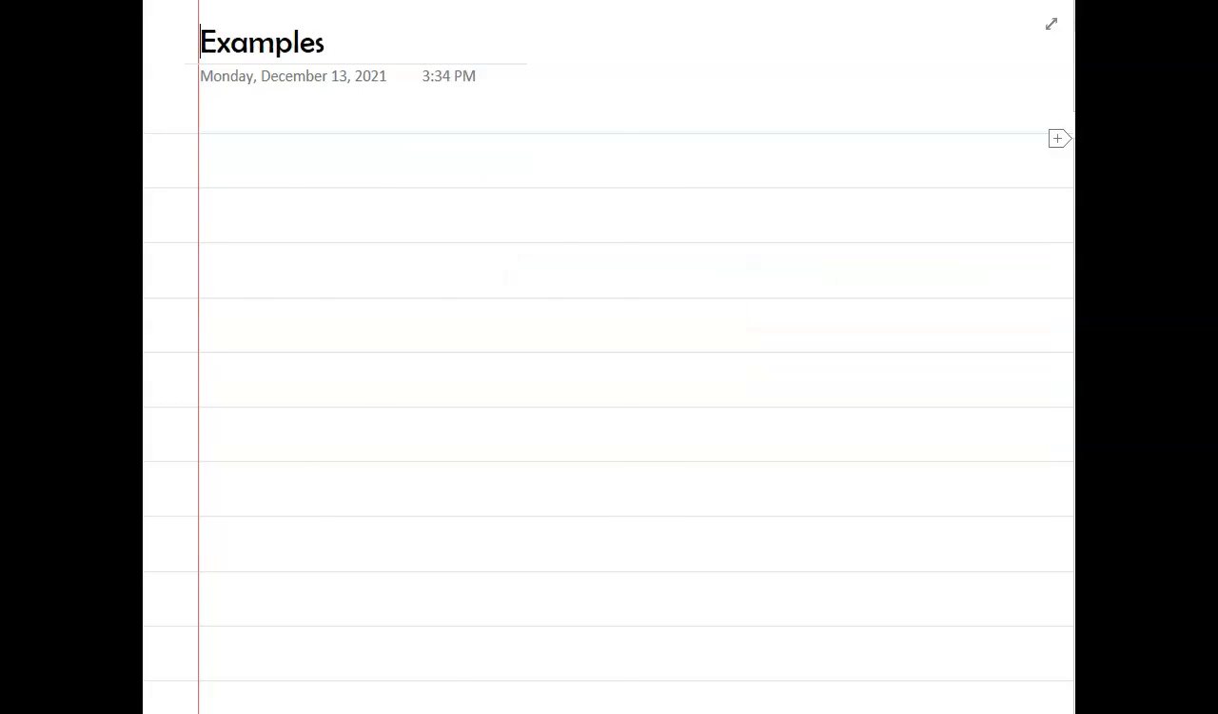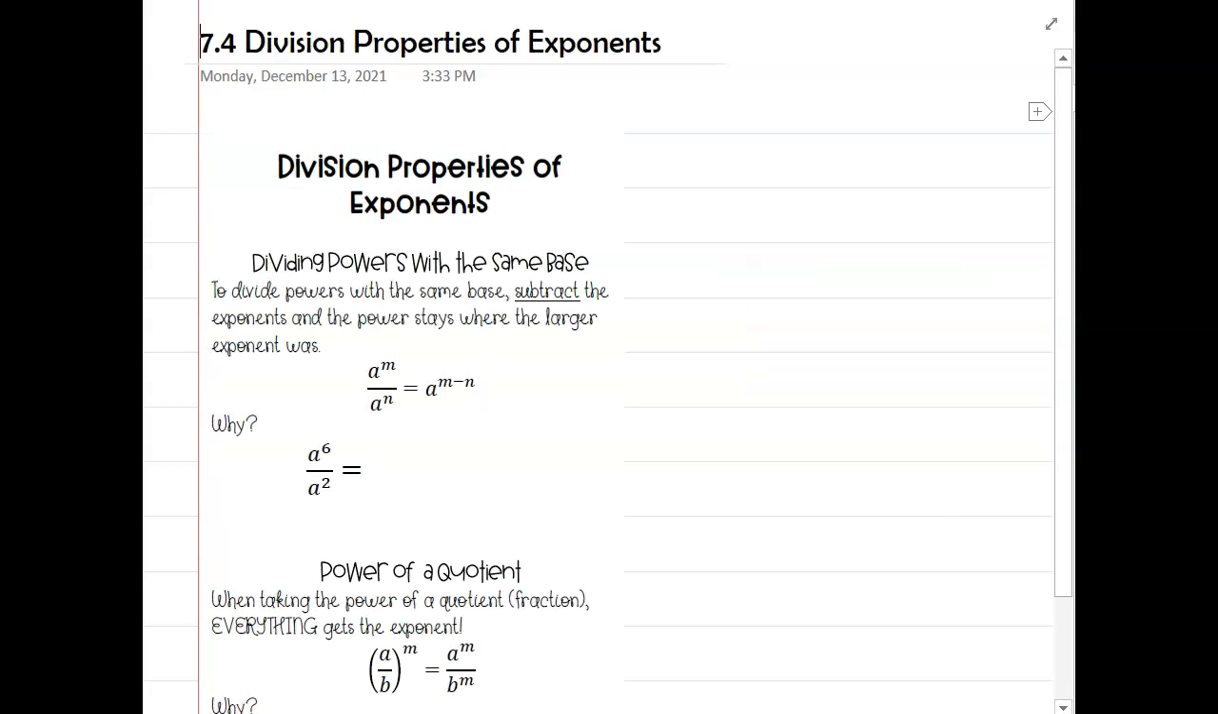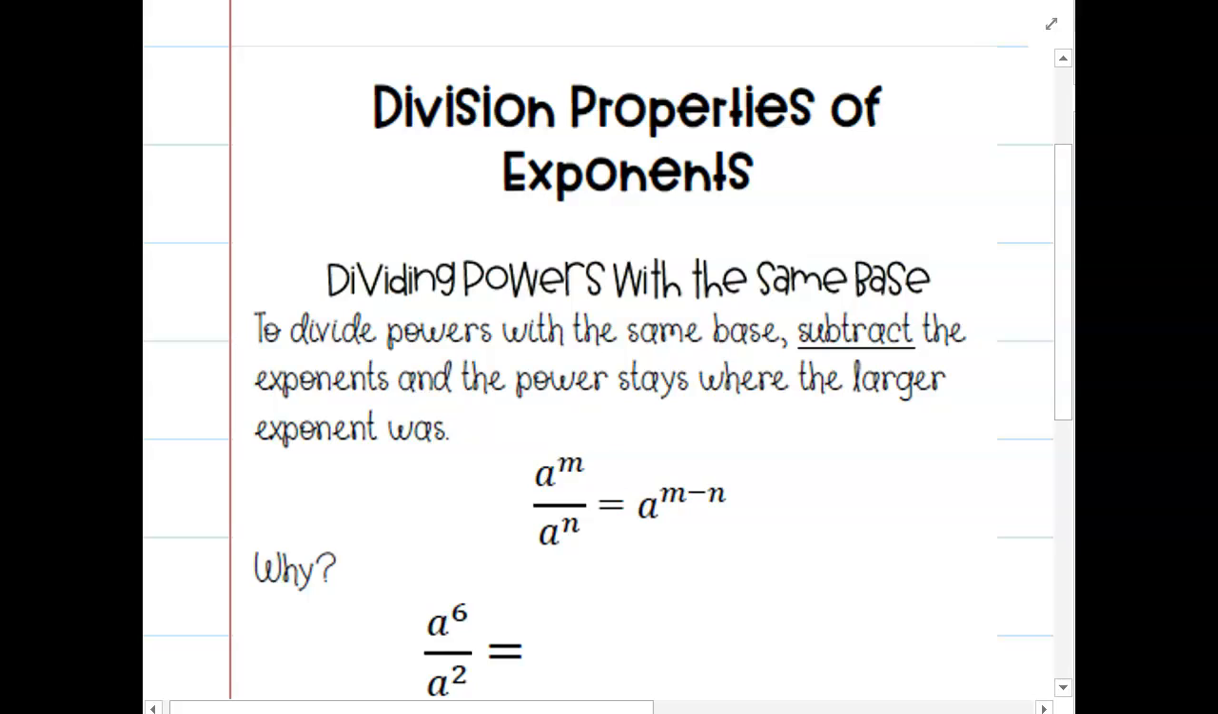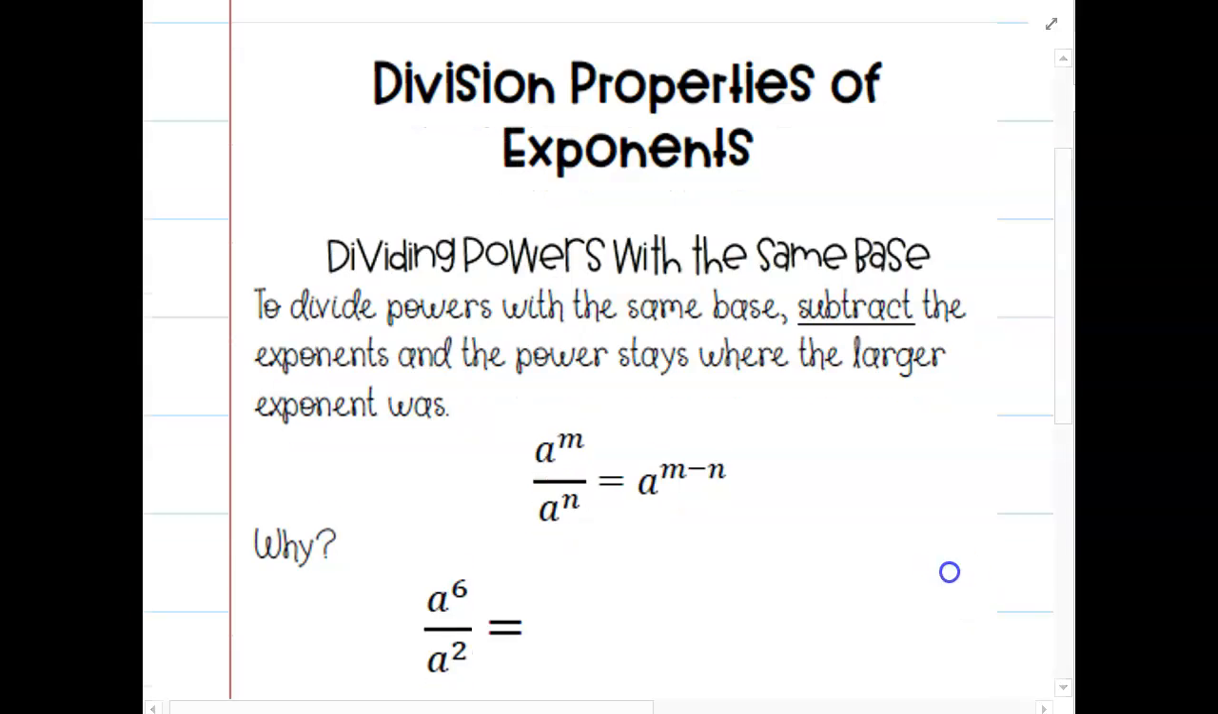Today, keep in mind that although we're talking about division properties of exponents, all of those other rules are still in effect. The division properties of exponents are super similar to some of the other rules that we've learned, but kind of in the opposite way. Okay, so let me show you what I mean by that.